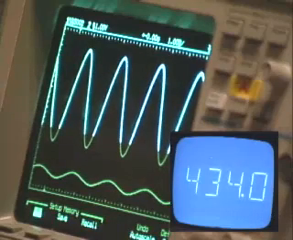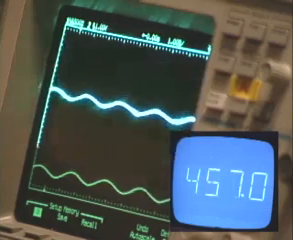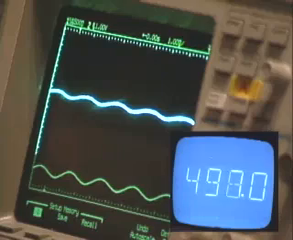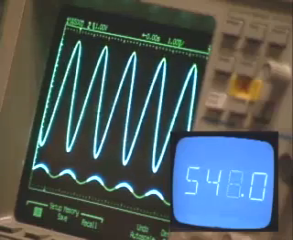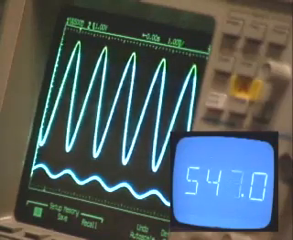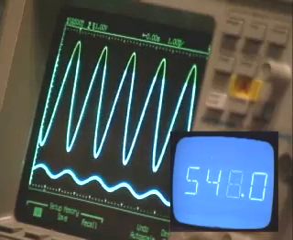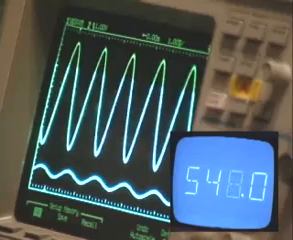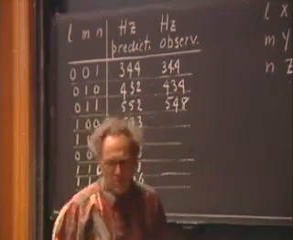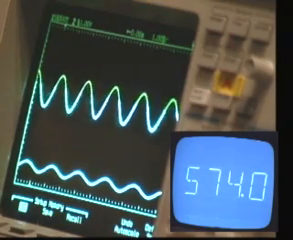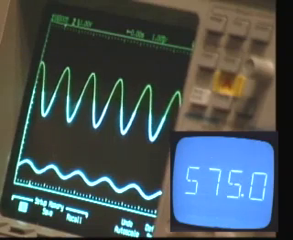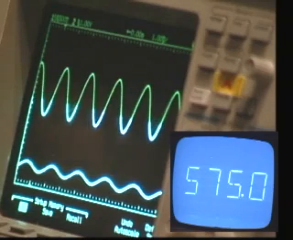434. Less than 0.5% off. The next one, we have 552. 548. Less than 1% off. The next one. 575.